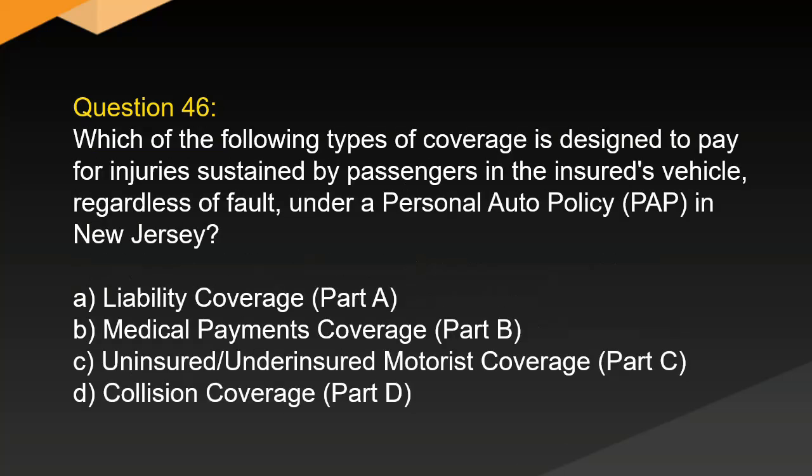Question 46. Which of the following types of coverage is designed to pay for injuries sustained by passengers in the insured's vehicle, regardless of fault, under a personal auto policy, PAP, in New Jersey? A. Liability coverage, Part A. B. Medical payments coverage, Part B. C. Uninsured underinsured motorist coverage, Part C. D. Collision coverage, Part D.